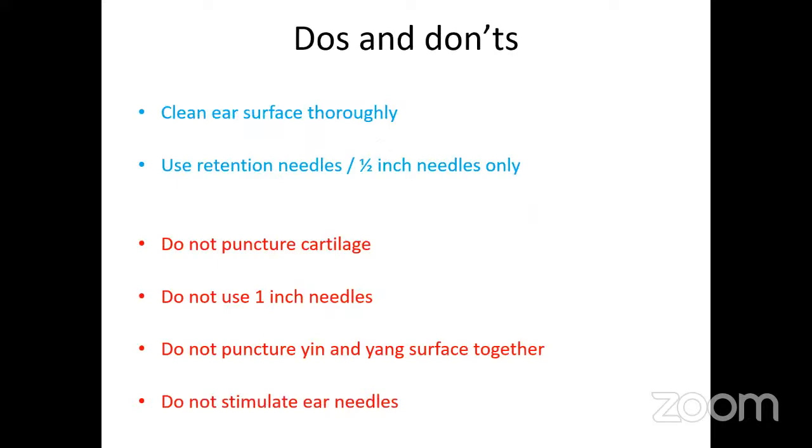Now, what all you need to do? First of all, this is one area where you really need to clean properly. Little difficult to access, so you need to clean properly. Better to use retention needles. But if you need to prick, don't use more than half an inch long needle, because you are not supposed to puncture the cartilage. Just puncture the skin. And the needle has to be horizontal to the surface where you are pricking. Idea is again to avoid the cartilage underneath. Okay?